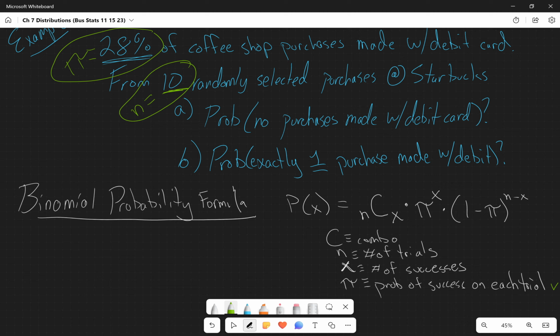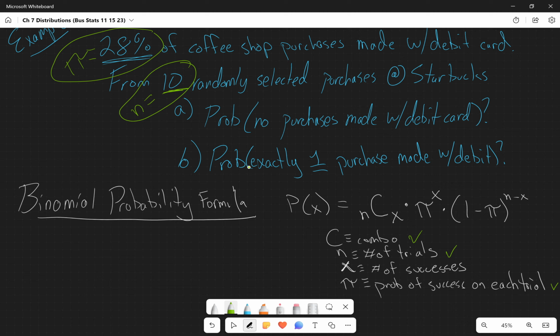And now we still need one more thing, right? Combo is just telling us what to do with that. But we need this x, right? We've got the n. C is not actually a variable we need to find in the prompt. Now we have this x, the number of successes. The number of successes isn't actually told to us in the main prompt. It's told to us in the asks, in the subprompts, right?